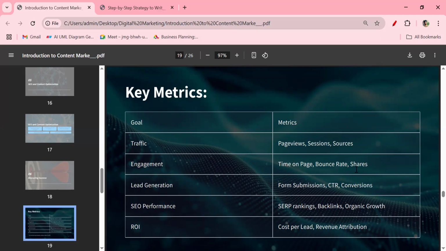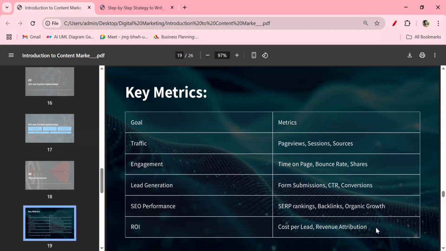Bounce rate is when, let's suppose some people came, went to the website, scrolled for 5 to 6 seconds, and then just closed the website. Then the bounce rate will go up. And if someone opened the website, went to the blog and read for 5 or 6 minutes, then the bounce rate will decrease. For lead generation, we have CTR, click-through rate, and form submission, where we get the leads, CTR and conversion.